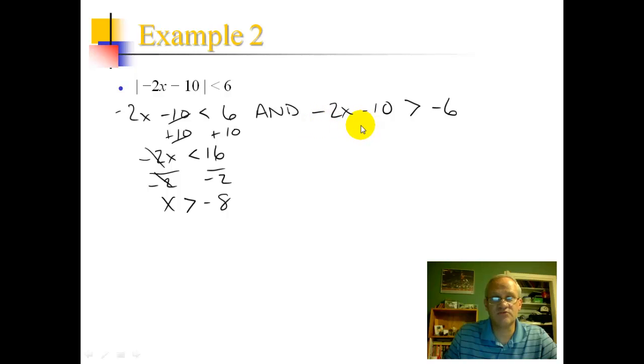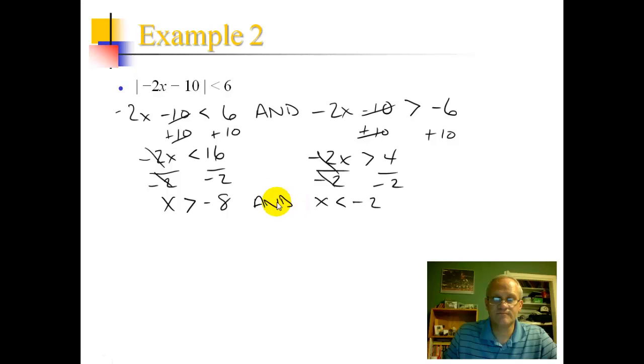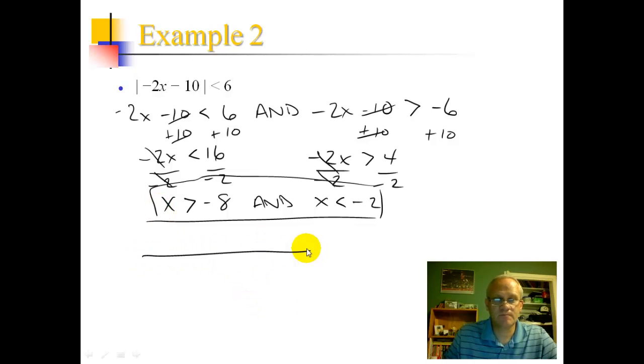And that's going to happen on this side too. So we're going to do plus 10, plus 10. These cancel. Negative 2x is greater than 10, and negative 6 plus 10 is 4. Divide by negative 2. Whoop, we're dividing by a negative. So this is going to be x is now less than negative 2. And of course this is an and. So here's our answer. How's that going to look on a graph? Here's negative 8 way down here. Negative 2 will be up here somewhere.